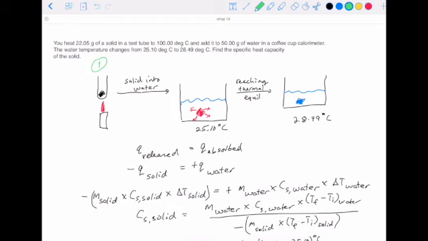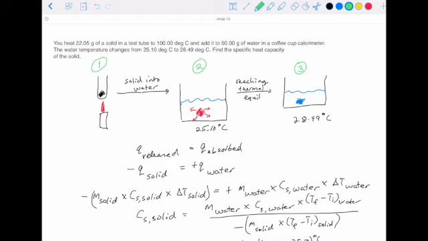Once it reaches 100 degrees Celsius, we're going to put that hot solid into a container of water, which is marked number 2 here. The water is at 25.10 degrees Celsius. The hot solid, which is now shown in red, is going to release some heat because it's hotter than the water. And of course, the solid is going to cool off. The water is going to heat up. And so eventually they're going to reach thermal equilibrium. Both objects, water and solid, are going to have a temperature of 28.49 degrees Celsius.